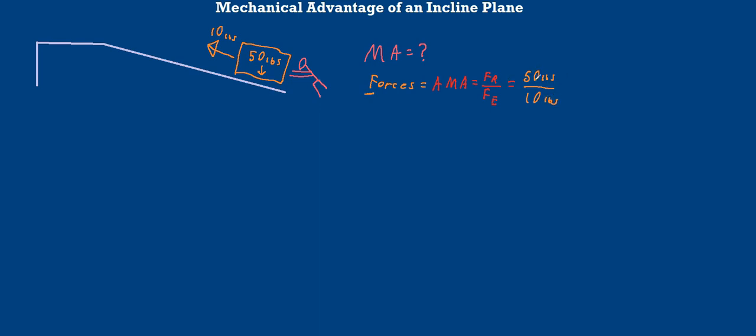And so what do we get? Well, pounds divided by pounds cancels out, and 50 divided by 10 is just 5. And so our mechanical advantage is just 5 to 1, or just simply 5.